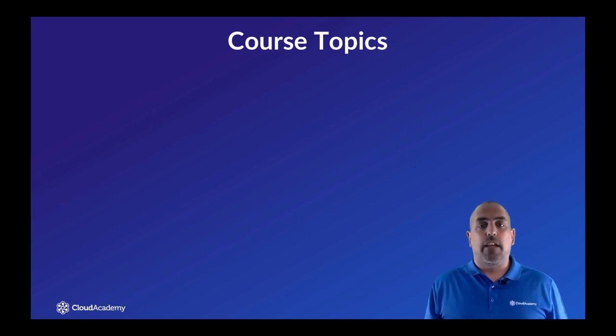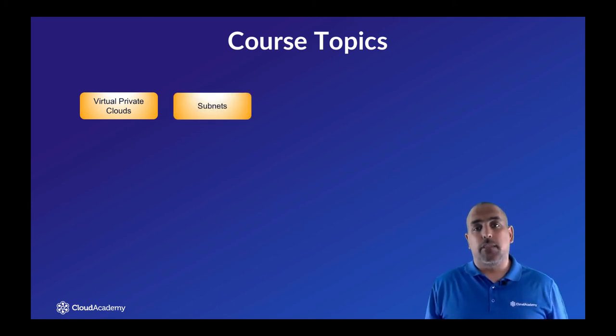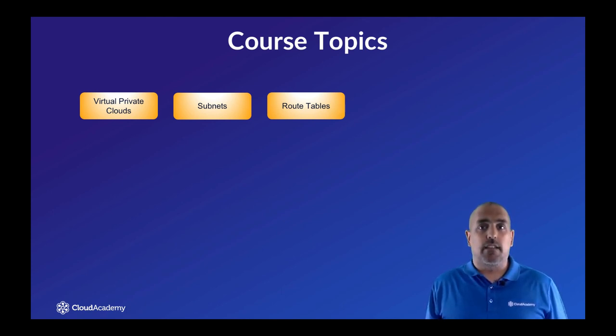Firstly, I'll be taking a look at virtual private clouds, explaining what they are and what they are used for. This will then be followed by a lecture explaining and defining what subnets are and how they fit into the VPC architecture. Next, I shall discuss route tables and how they can be used to direct traffic to different destinations, both internally and externally. I then start looking at some of the security features offered, starting with network access control lists, or NACLs, and how they filter traffic at the subnet level of your VPC.